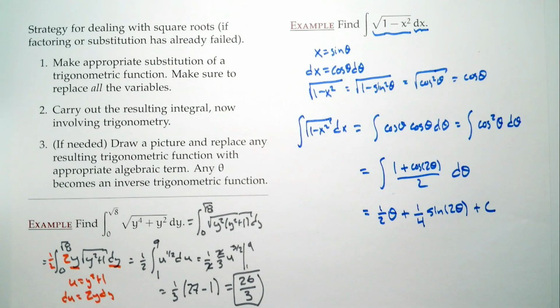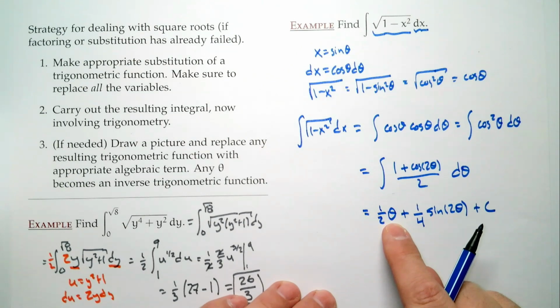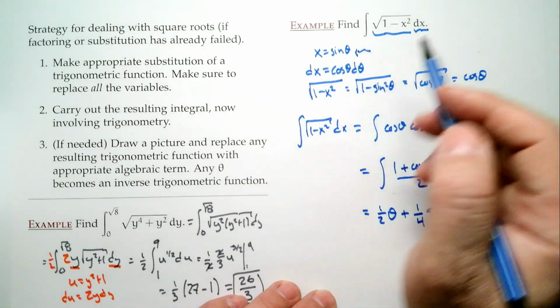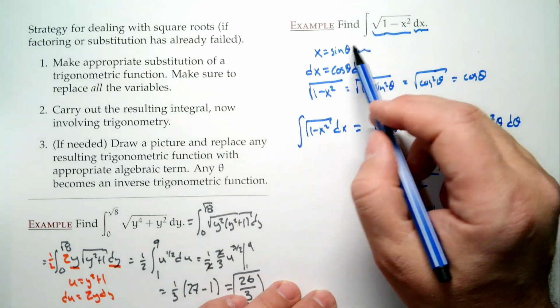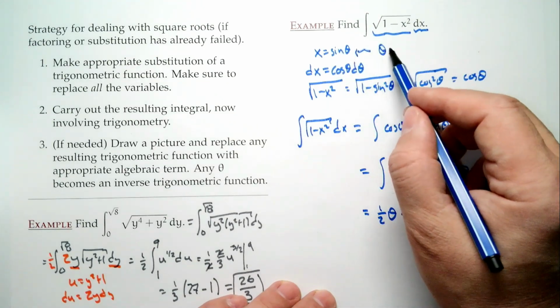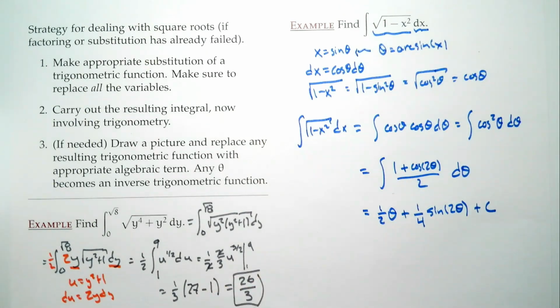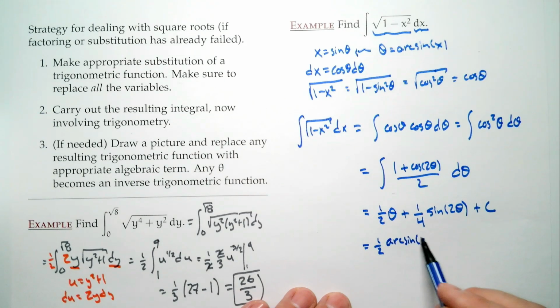Well, what we need to do is get everything back in terms of x. Now, the first part, there's theta. Well, to get theta, I come back and say, well, I know that x equals sine theta, so I want to get the theta outside of the sine, so we can say that theta is arcsine of x. So that frees up the theta. So this is going to be 1/2 arcsine of x plus, now we have to think about sine 2 theta.